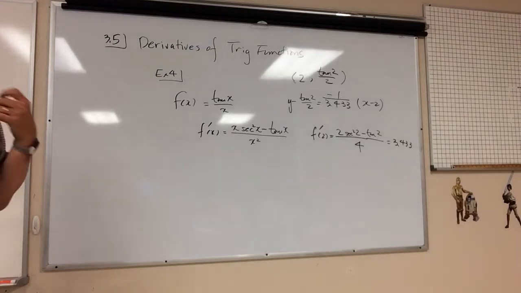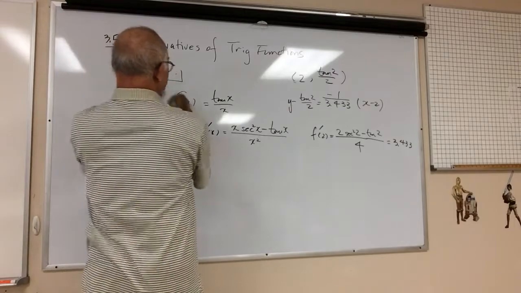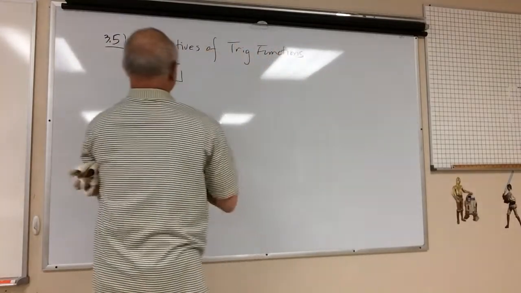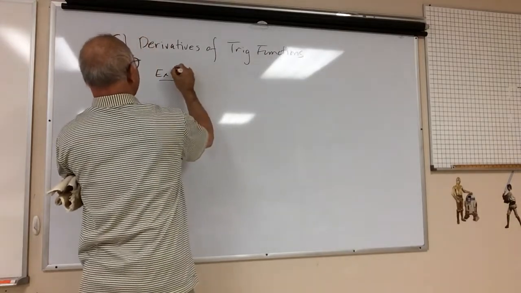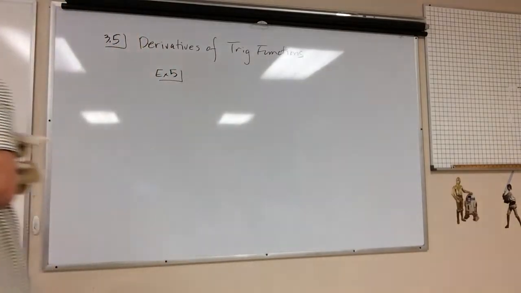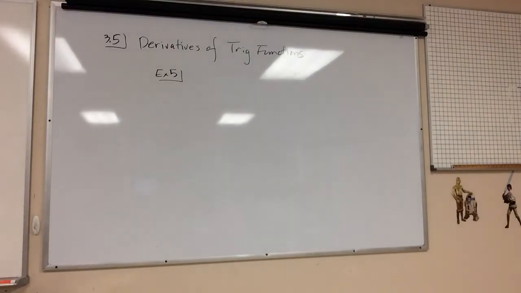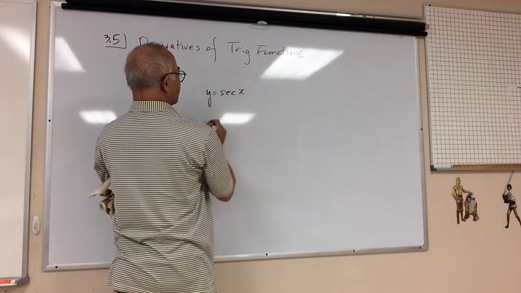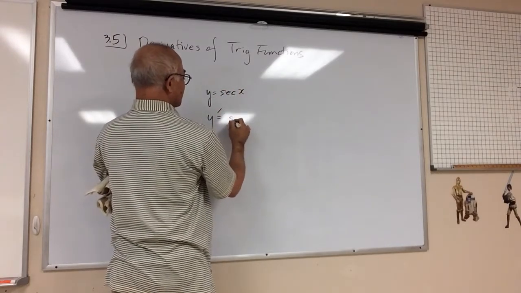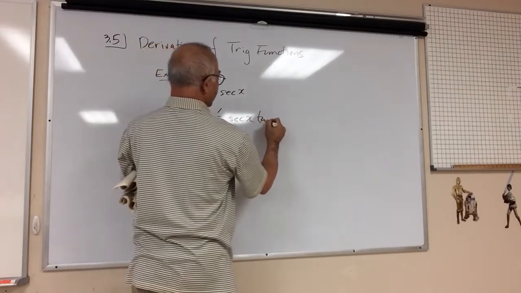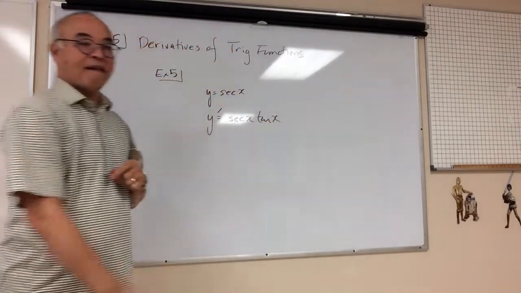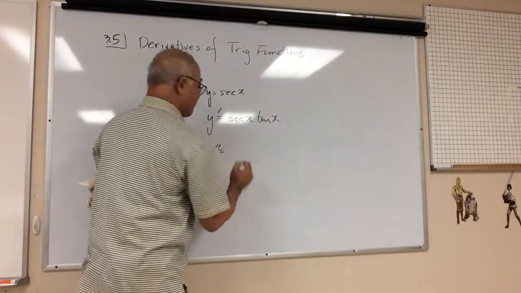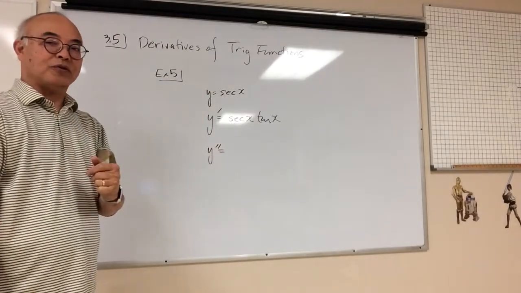Yeah. Let's do one more. Example number 5. We have if y is equal to secant x, find y double prime. So y is equal to secant x. So y prime is, just as I told you before, secant x tan x. Right? So if I want to do y double prime, what do I need to do? It's the product rule, right?